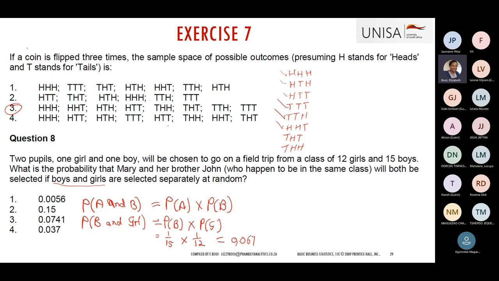0.067, I'm going to keep 3 decimals, and 1 divided by 12 is 0.083. And 0.66 multiplied by 0.8 is 0.00555555, which we can round off to 0.0056. So 0.067 multiplied by 0.0883 is 0.005561, which we can round off, which will be option 1.